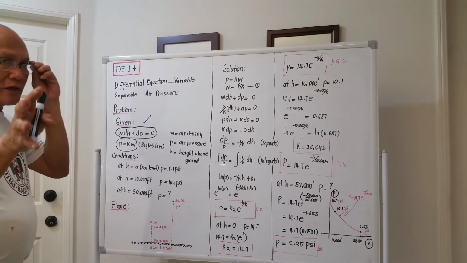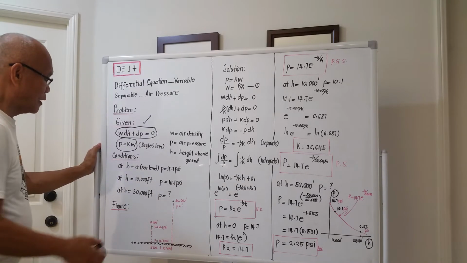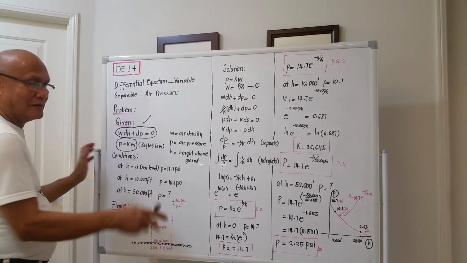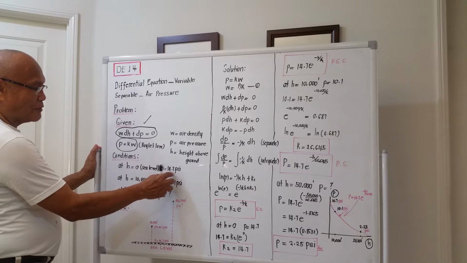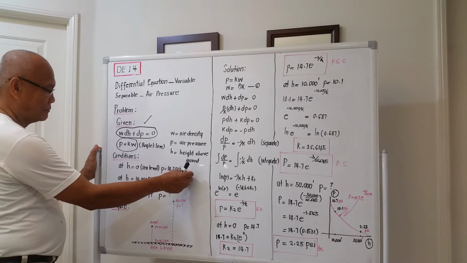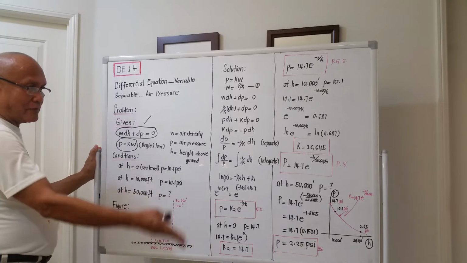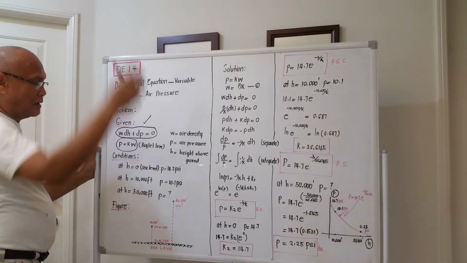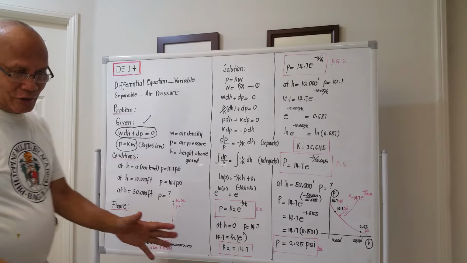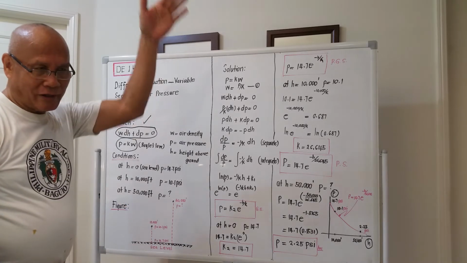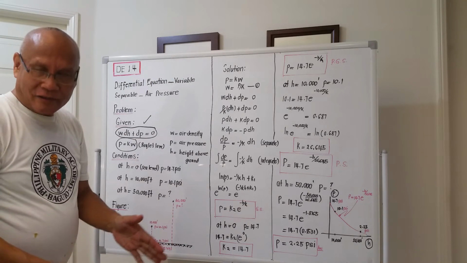The given conditions are these. At sea level, on the level ground, the pressure is actually 14.7 pounds per square inch. At 10,000 feet above sea level, the pressure is 10.1 psi. So as you notice, guys, as we go higher, the pressure is decreasing.